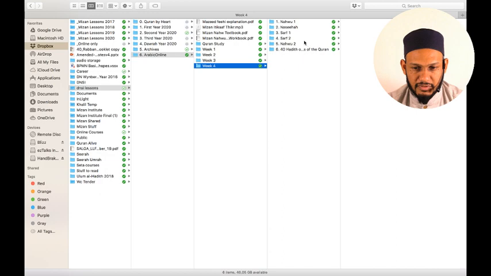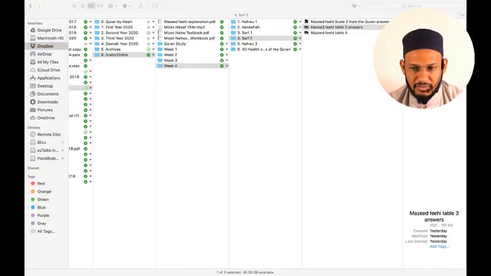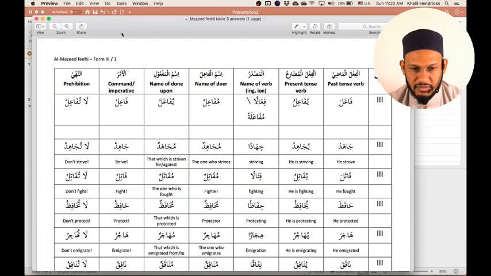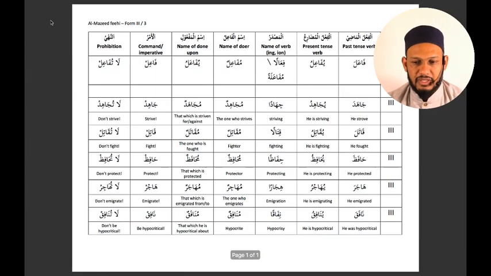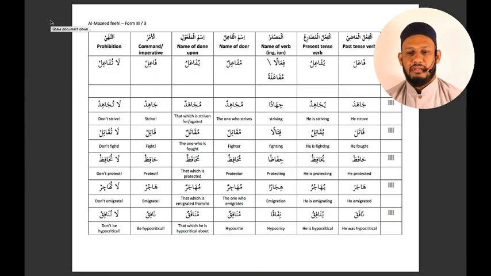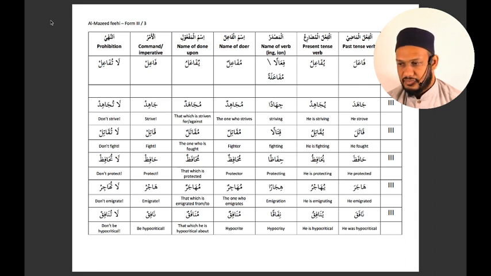So last week we're going to have a short lesson on Sarf. We did table 3 last week, scale number 3, the Fa'ala scale. On the shared drive, and I'll maybe ask Nasreen just to send to your WhatsApp as well, we have the answers for scale number 3.